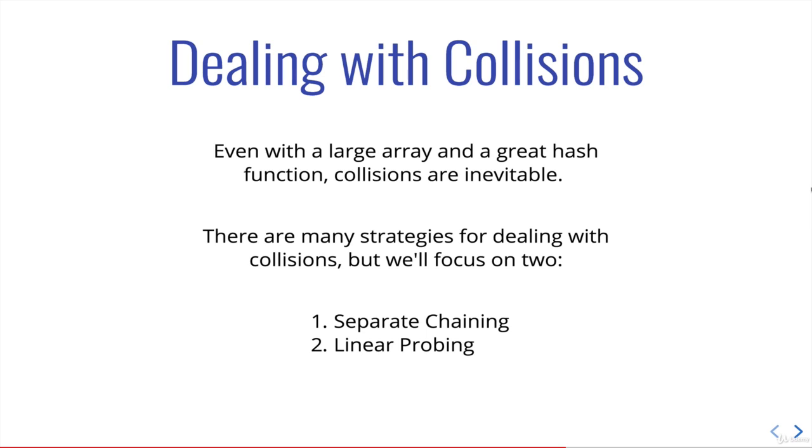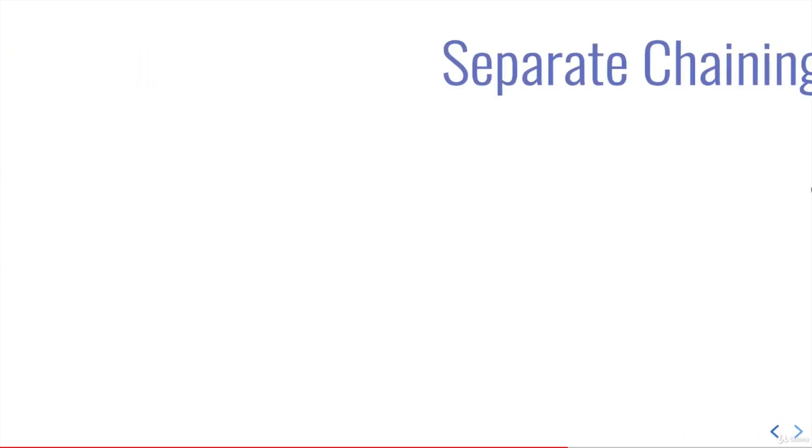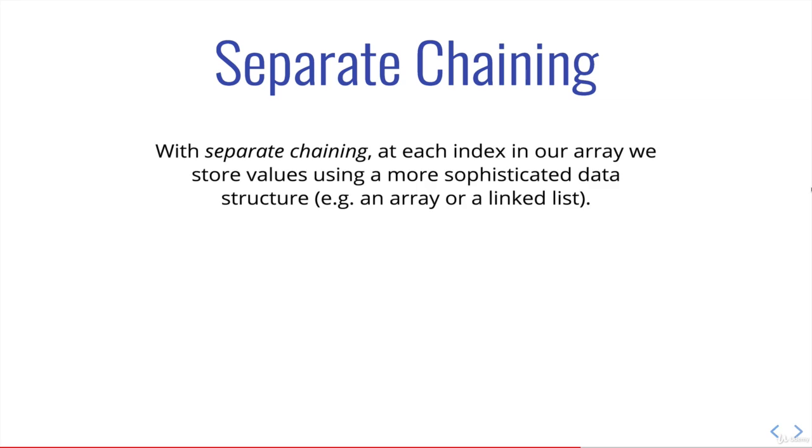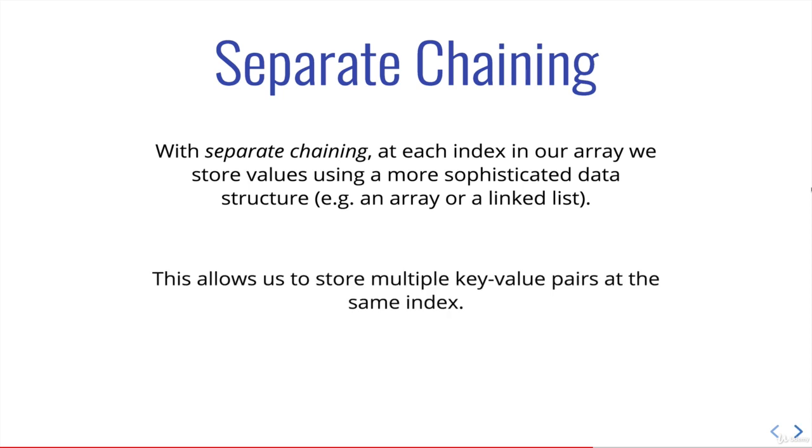So let's start by talking about separate chaining. What happens here is basically we just store the pieces of data at the same spot using another nested data structure. So it could be another array or a linked list or something else, but we just store them all together. So we can store multiple key value pairs at the same position.